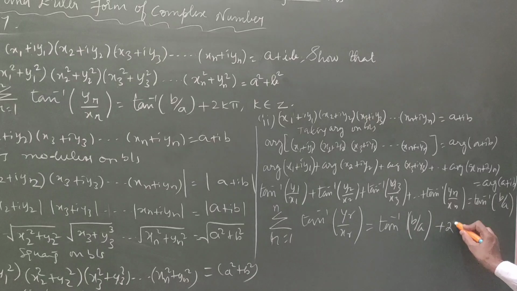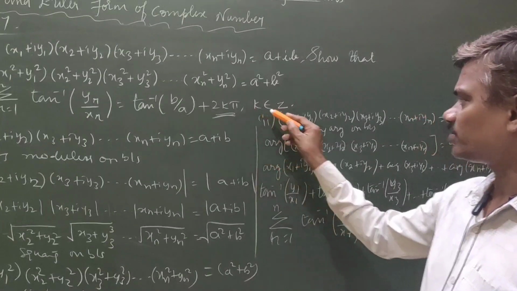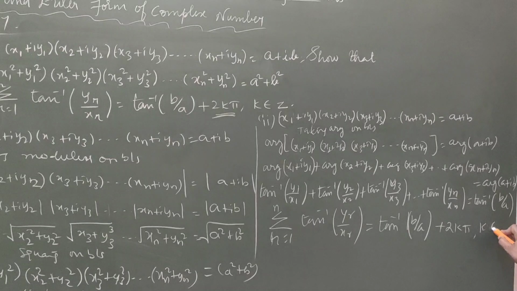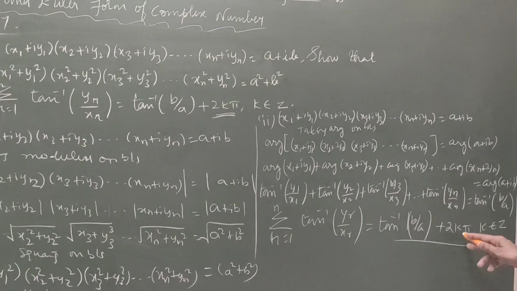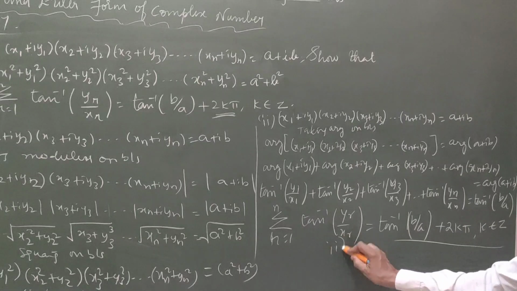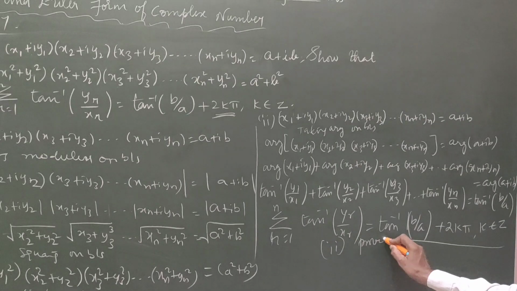Here we have to include the 2kπ. So when writing in general form, we have to include this 2kπ where k belongs to Z. When writing in polar form we add 2kπ, that is the 2kπ. With this we have proved the second one. Second is also proved. That's all.